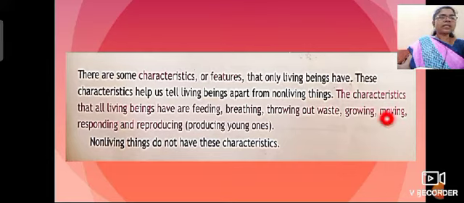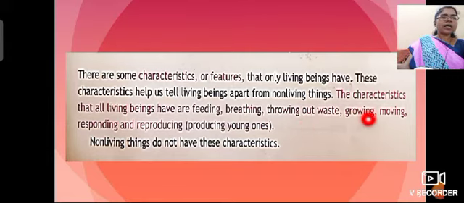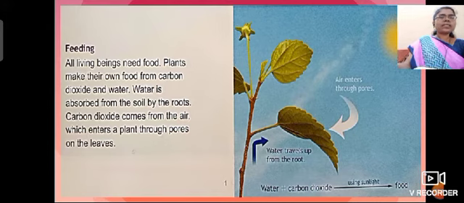Okay, let us see here the characteristics that all living beings have are feeding, breathing, throwing out waste, growing, moving, responding, and reproducing. Okay, reproducing means what? Producing young ones. Here you can see non-living things do not have these characteristics, isn't it? Okay, let us see one by one.